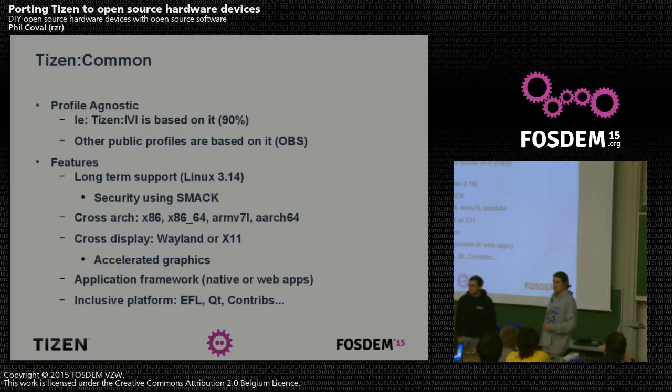So we want to provide accelerated graphics on both systems, and provide an architecture for running applications. That's what Kevin just explained before. And it's an inclusive platform. This means you can add any kind of libraries or toolkit you want to add. It will support it, but it's not provided by the platform.